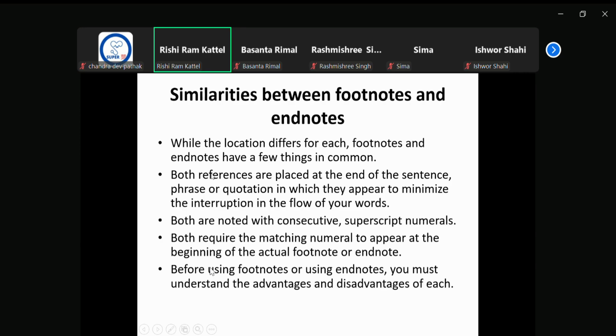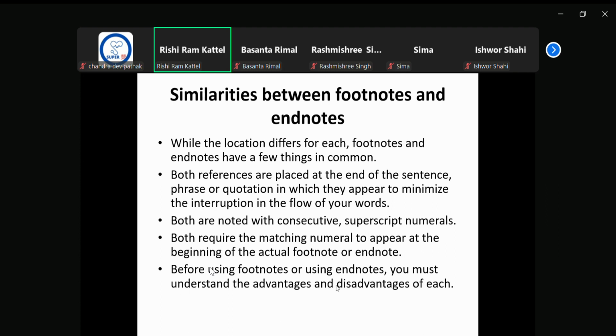Okay. The similarities between footnotes and endnotes I have already mentioned. While the location differs, footnotes and endnotes have a few things in common. Both references are placed at the end of the sentence or perhaps a quotation in which they appear, to minimize the interruption in the flow of the words. Both are noted with consecutive superscript numbers. Both require a matching number to appear at the beginning of the actual footnote or endnote.